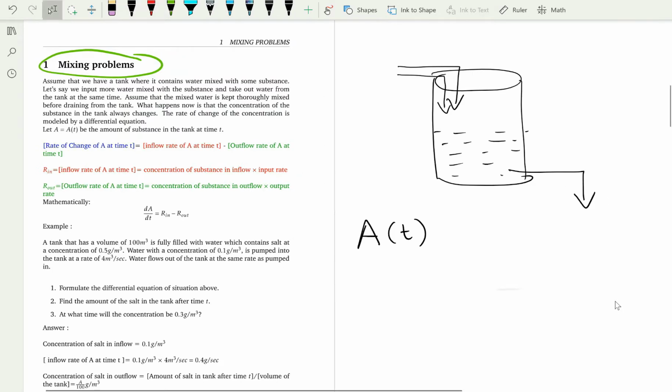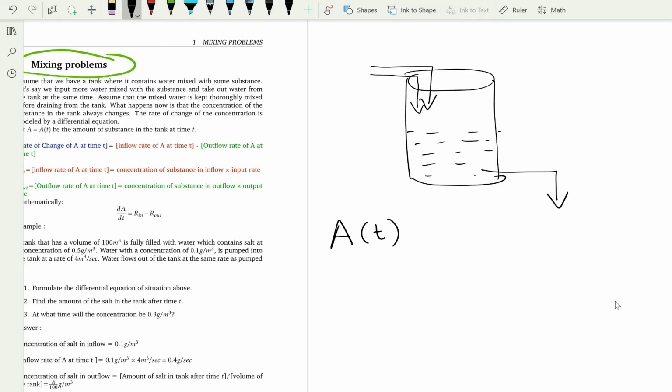Units are very important in this lesson. The amount could be represented by grams, kilograms or pounds, so those are the units of A. A of t means A is a function of t. Here t is time, so time could be in seconds or minutes. Those are the potential units for time.